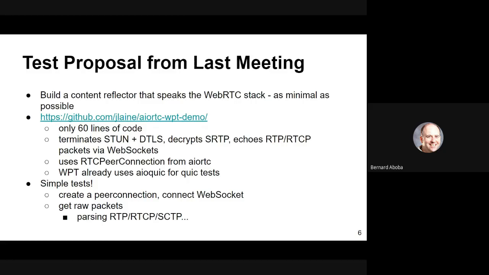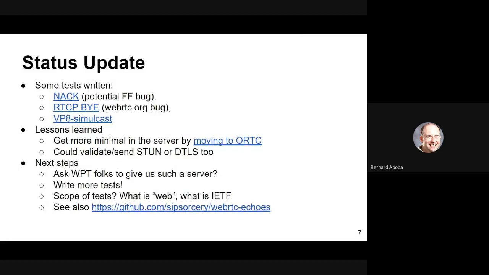It was based on the AIORTC Python library, and it parsed RTP, RTCP, SCTP, et cetera. There are three tests that have been written, I think, since the last meeting. One caught some Mac issues. There was one that was focused on RTCP BYEs, making sure that BYEs weren't sent when they shouldn't be. And then a VP8 simulcast test. So I think we have a pretty good proof of concept that this works.